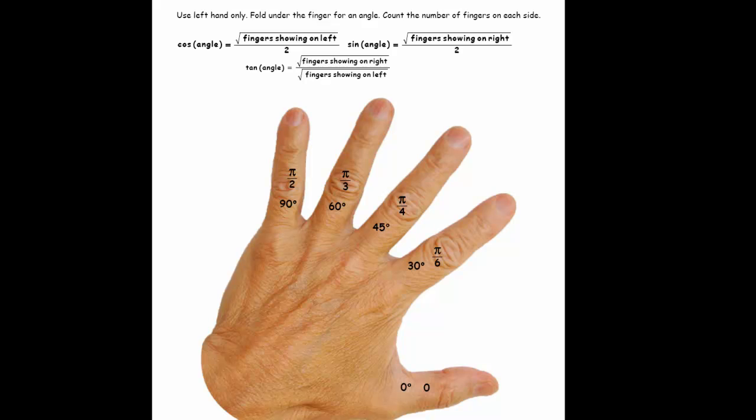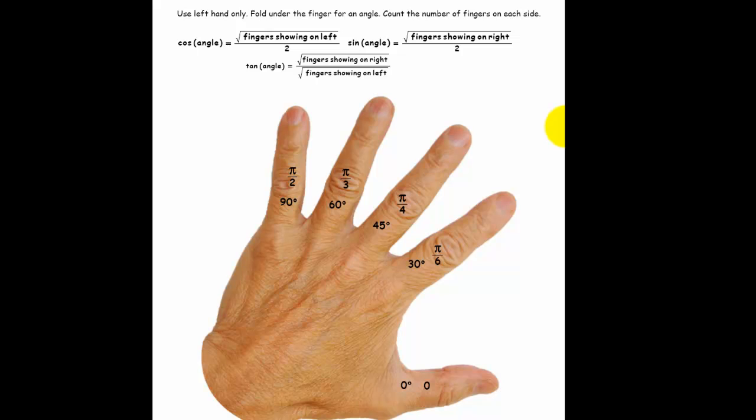You see the cosine of the angle is 1/2 the square root of the finger showing on the left. The sine of the angle is 1/2 the square root of the finger showing on the right, and the tangent of the angle is the square root of the fingers on the right divided by the square root of the fingers on the left. And you see the labels on the hand for the angles: 0, 30, 45, 60, 90 from the thumb to the pinky, and from the pinky down to the thumb it's pi halves, pi thirds, pi fourths. Skip the 5, it's pi sixths and 0.